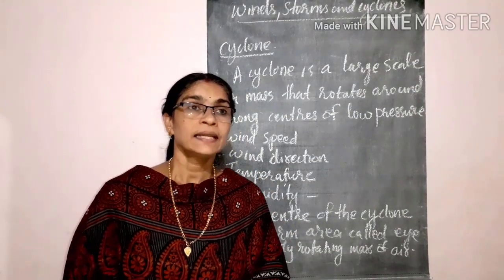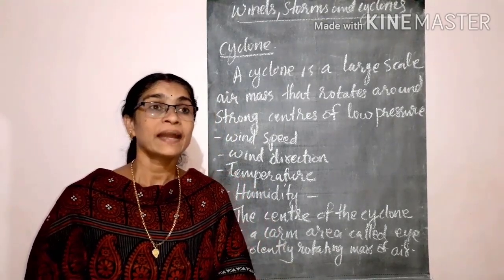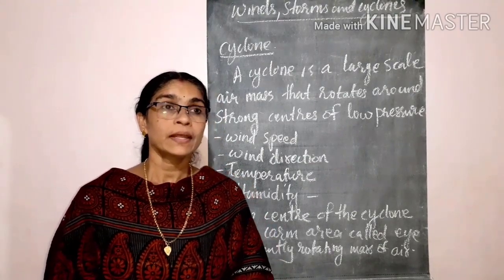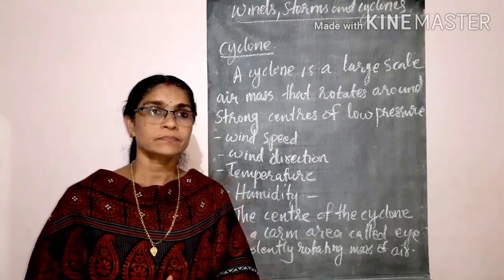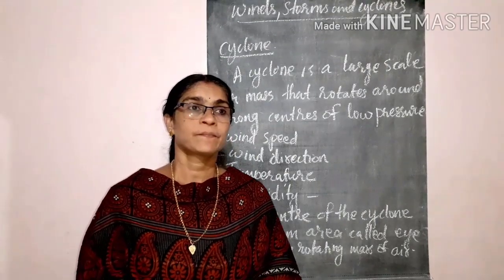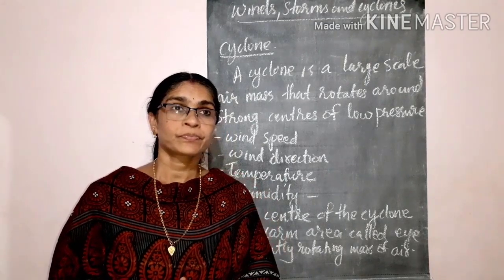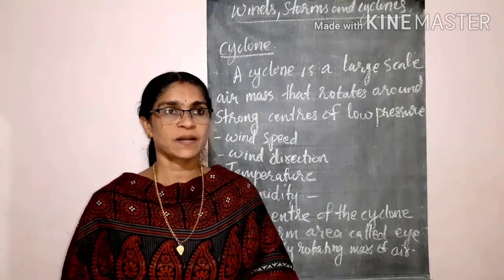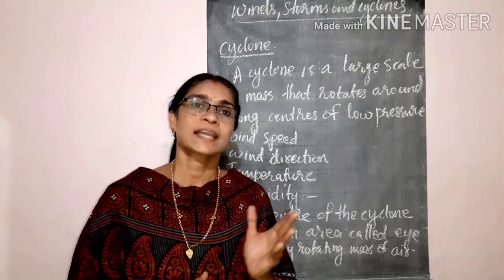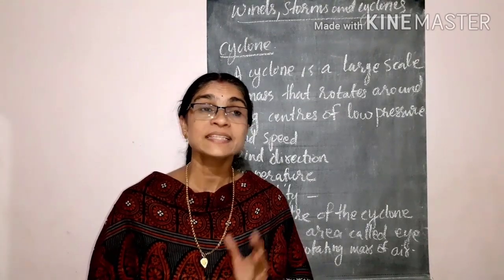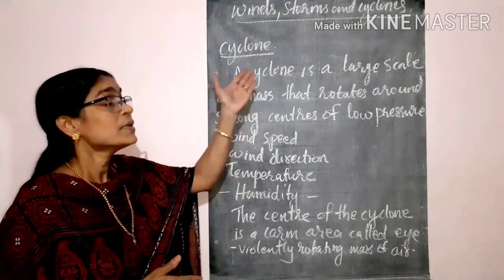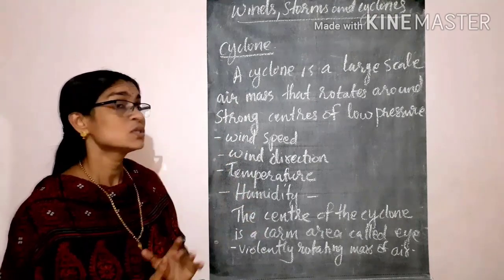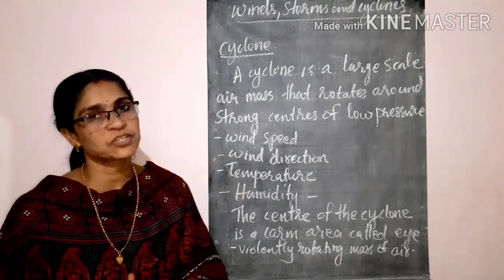At that time, this water vapor releases heat into the atmosphere. This released heat warms the air around. Because of this, more air rushes towards the center of the storm. This cycle repeats, which causes the formation of high-speed wind into the center of the storm with low pressure, which may cause a cyclone. Then how can we define a cyclone? A cyclone is a large-scale air mass that rotates around storm centers of low pressure.